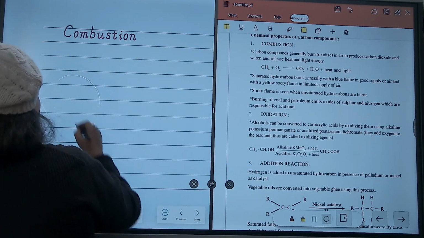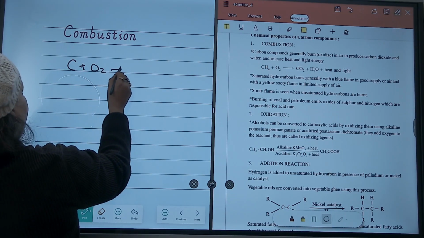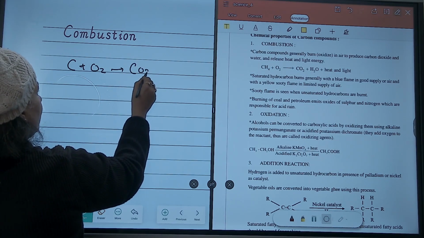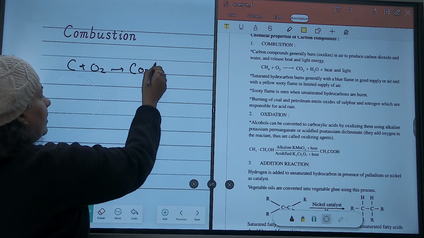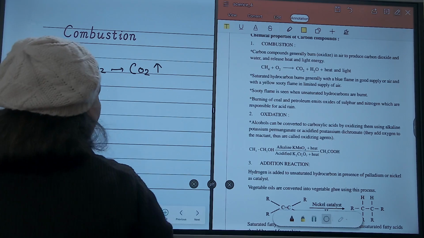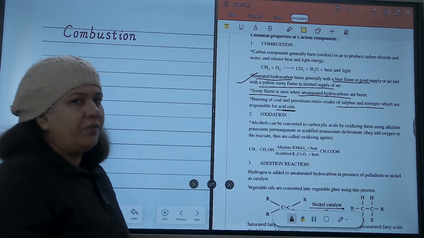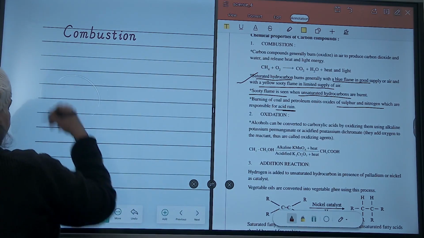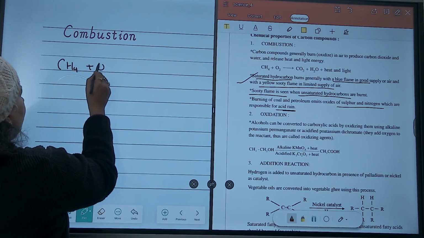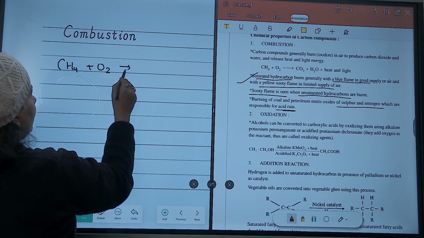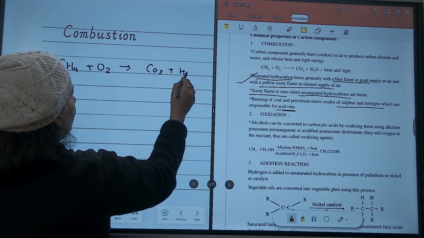So let's see carbon when burnt in oxygen produces carbon dioxide, CO2. So carbon burning in air is producing carbon dioxide. Next, methane, CH4. Let's see the balancing of methane gas, CH4. CH4 plus oxygen, it's a hydrocarbon. It will produce only two products, carbon dioxide plus water.